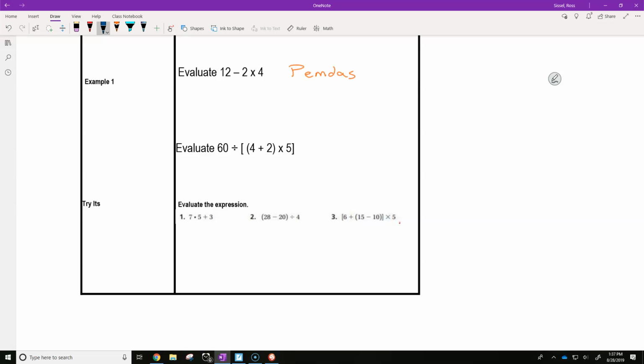First, the P was parentheses. Are there any parentheses? No. I crossed the P off. Now I'm looking at the equation. Are there any exponents? No. Okay, I cross that off, and I'm going to draw my straight arrow. Multiplying or dividing, left to right. 12 minus 2, no. 2 times 4, ooh. I'm going to create a funnel. This is what I'd like to see on your work.